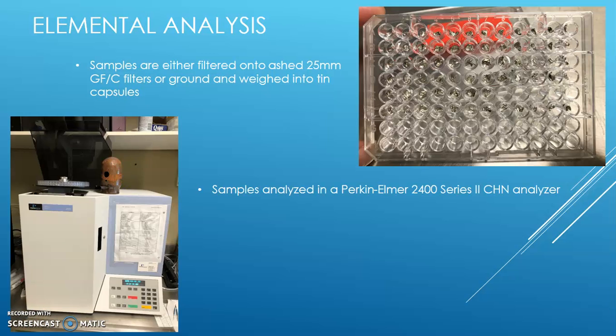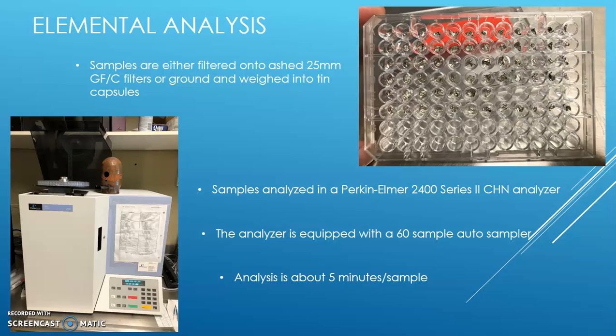The packaged samples are then analyzed by a PerkinElmer 2400 Series 2 CHN analyzer. This machine is also equipped with a 60 sample autosampler. Analysis time is about 60 minutes per sample, so about 60 samples are run in an 8-hour day.